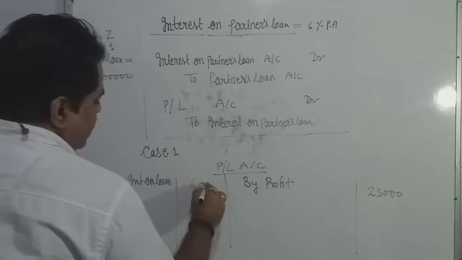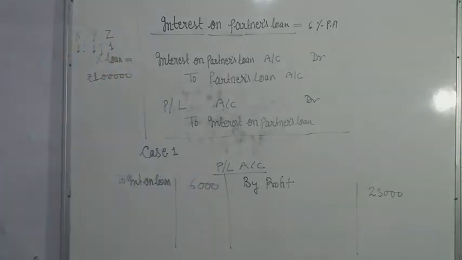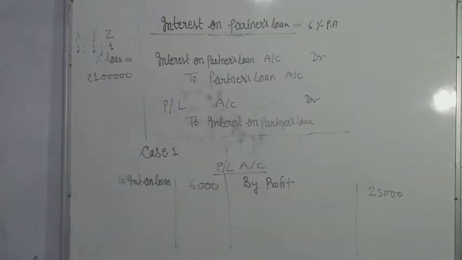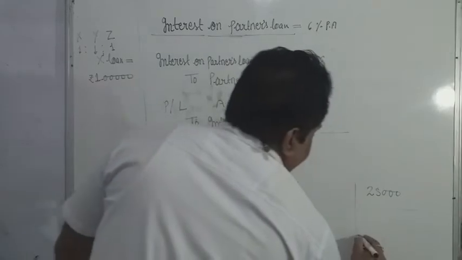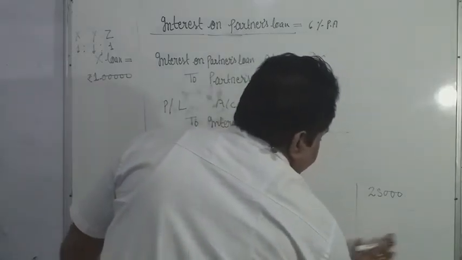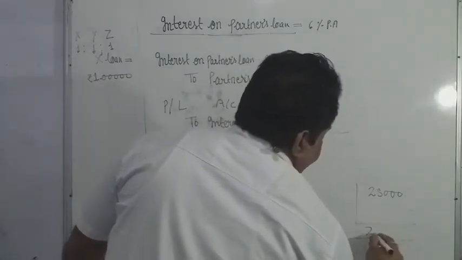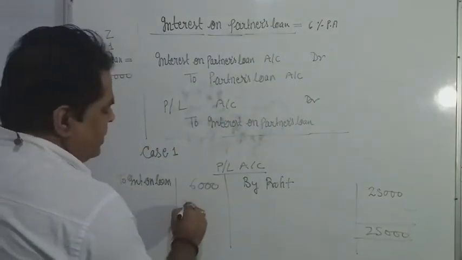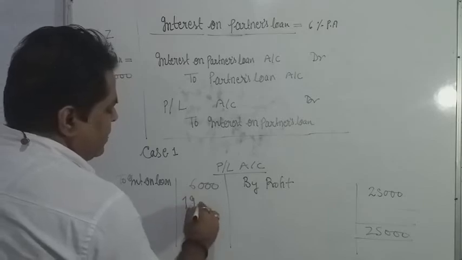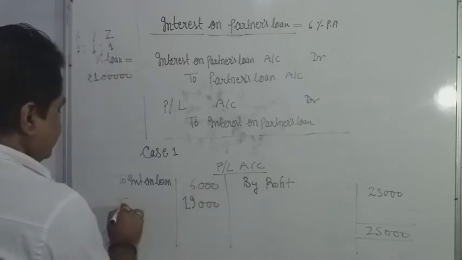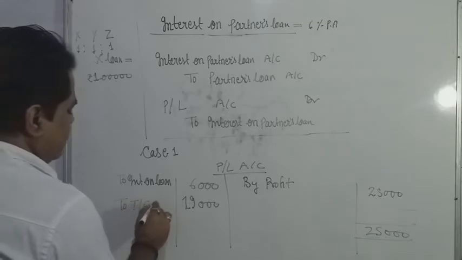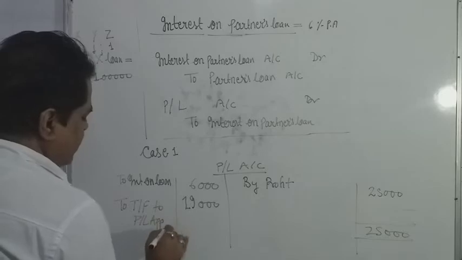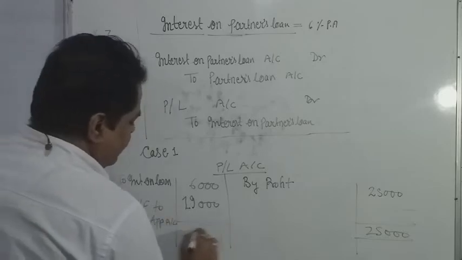You will find interest on loan of 6,000. So suppose you are having 6,000 amount of interest on loan, and you are having 25,000 rupees. After allowing this 6,000 interest, how much is left? 19,000 is left. So this 19,000 will be transferred to PL appropriation account.